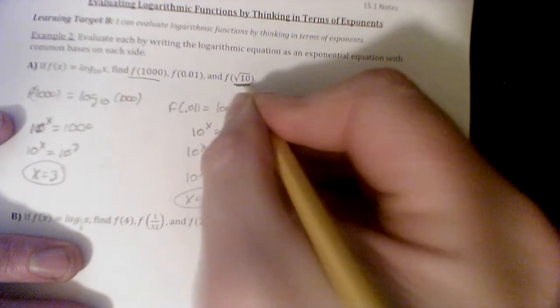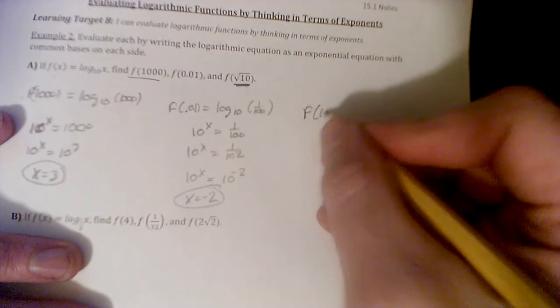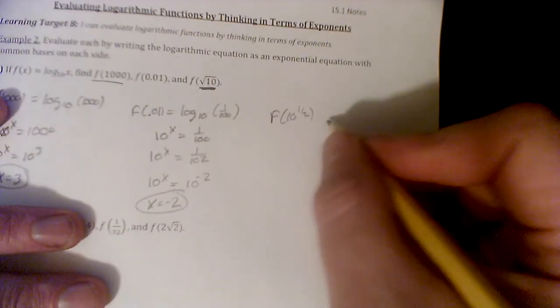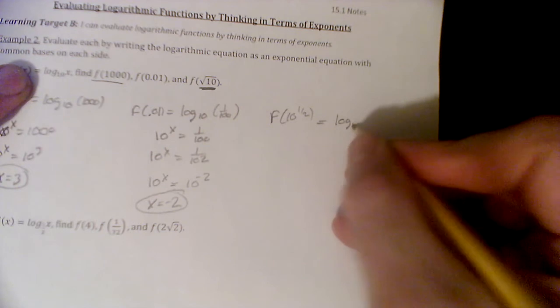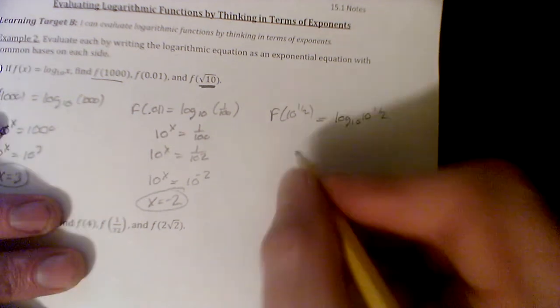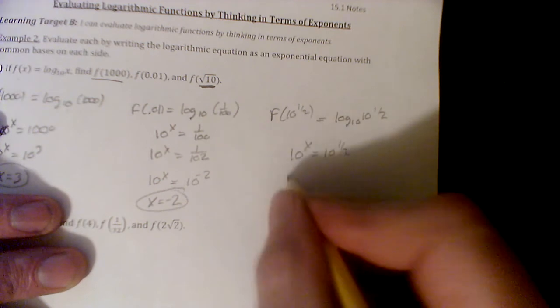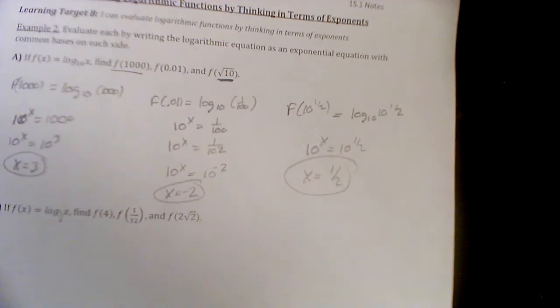So I'm going to write this as 10 to the 1/2. So f of 10 to the 1/2, a little easier to see that way. And if I plug it in here, we've got log base 10 of 10 to the 1/2. So look what it says. It says 10 to what power equals 10 to the 1/2, and perhaps the easiest one of all, 1/2. So the first 3 are done. Hopefully you're seeing how easy this is.